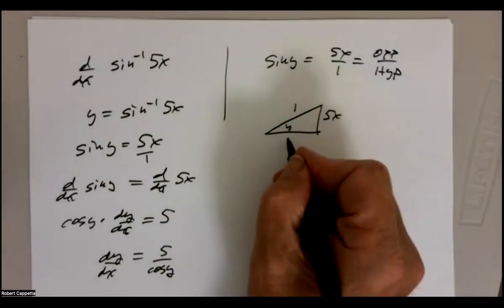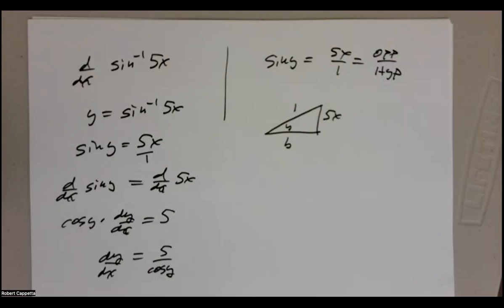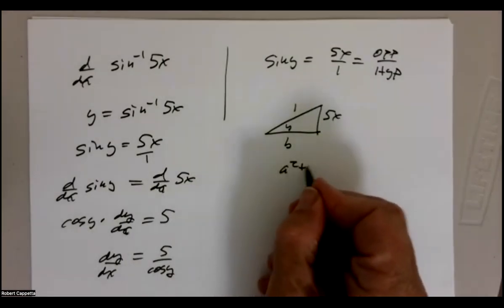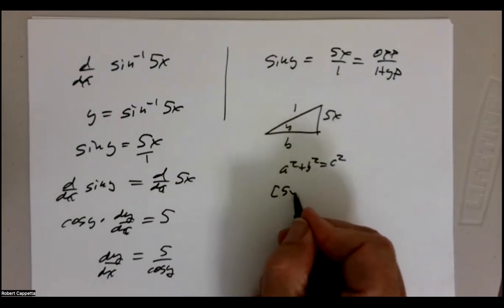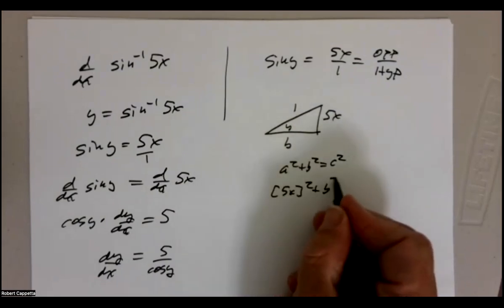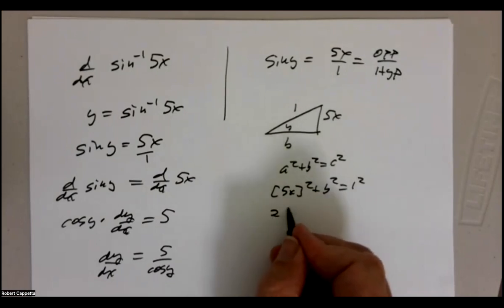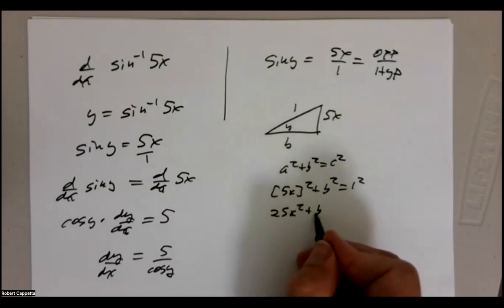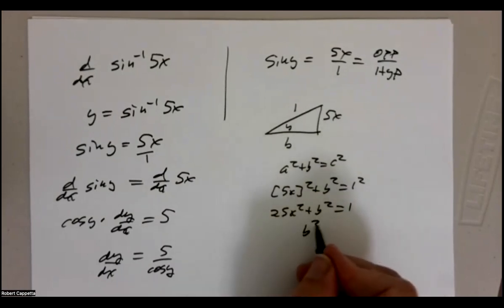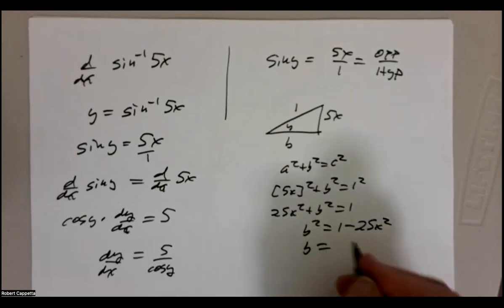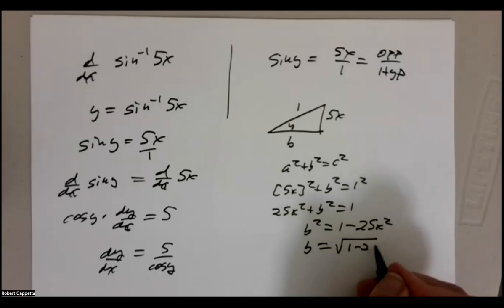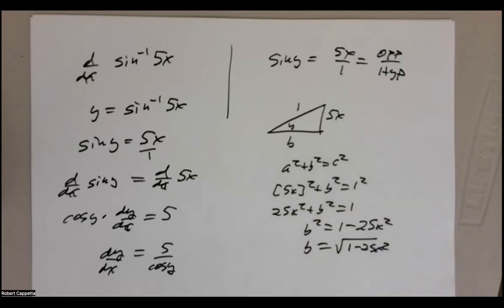So the base here is the one I've got to find, but I'm going to use Pythagoras. a squared plus b squared is c squared. So 5x squared plus b squared is 1 squared. 25x squared plus b squared is 1. b squared is 1 minus 25x squared. b then is the square root of 1 minus 25x squared.